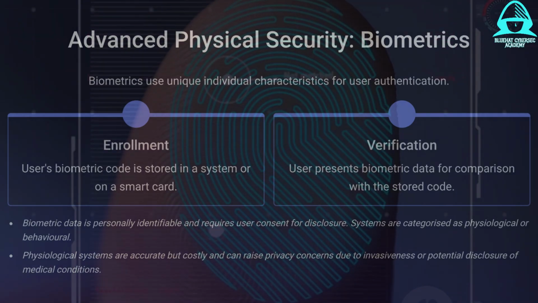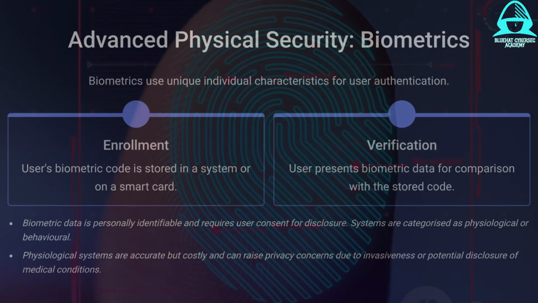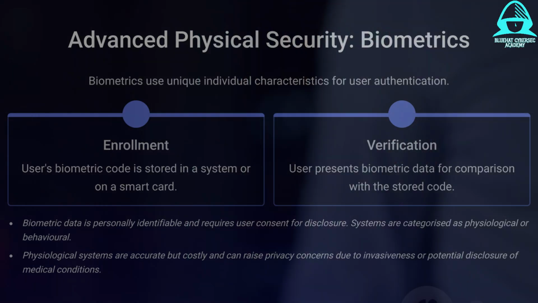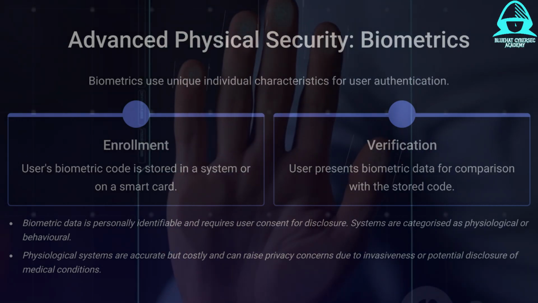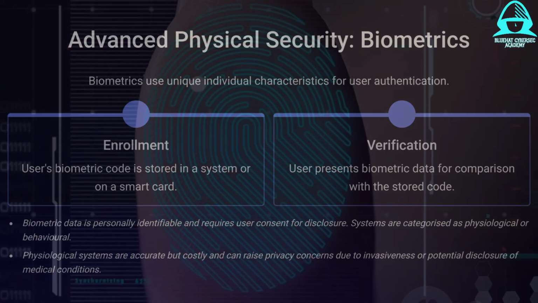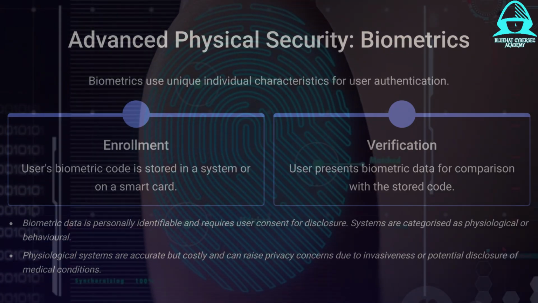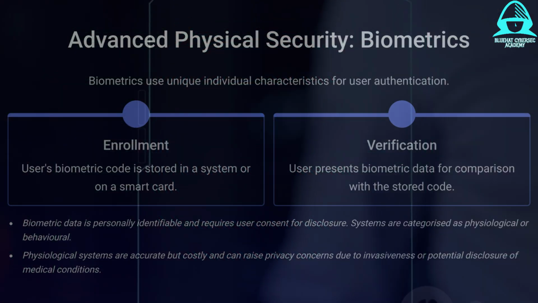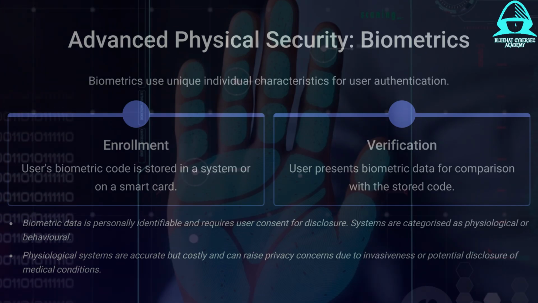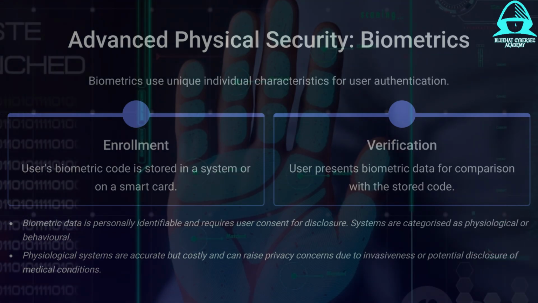Now let's continue by understanding one of the most advanced forms of physical security control, biometrics. To authenticate a user's identity, biometrics use characteristics unique to the individual seeking access. A biometric authentication solution actually entails two processes: enrollment and verification. During enrollment, the user's registered biometric code is stored either in a system or on a smart card kept by the user. Then, during verification, the user presents their biometric data to the system so that it can be compared with the stored biometric code.